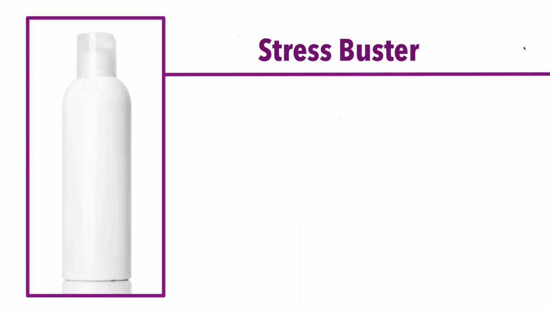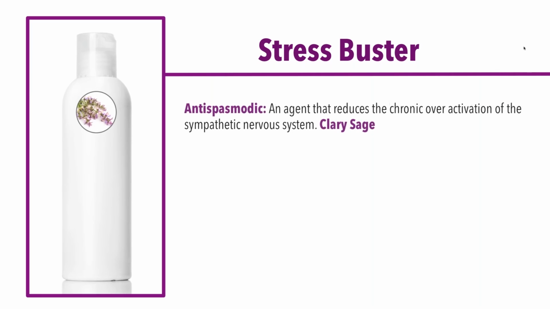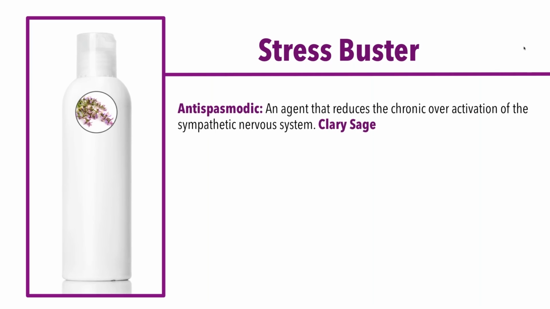We're going to start with picking essential oils for Stress Buster. We'll be looking at oils that have effects for the nervous system. First, let's choose a powerful antispasmodic to calm an overactive sympathetic nervous system. I'm going with Clary Sage. It's high in esters and I also love the aroma.